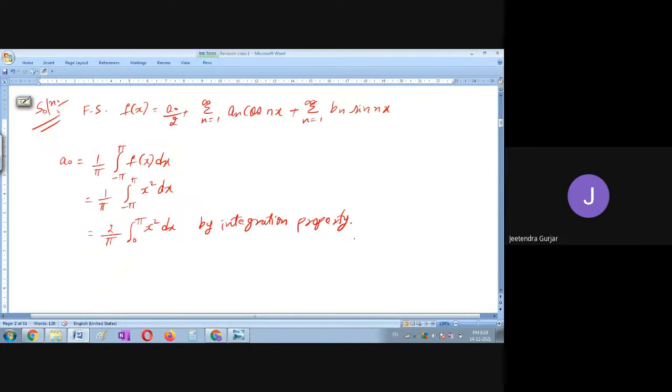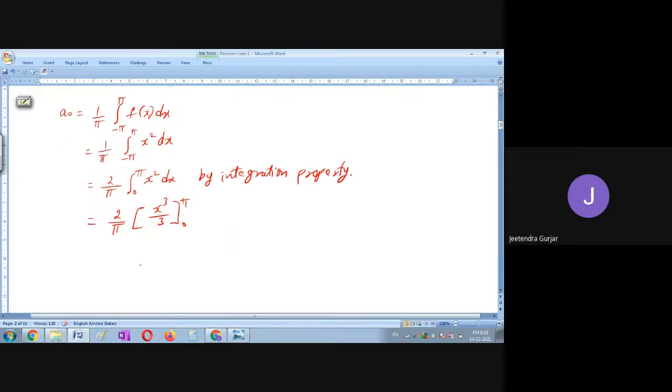Again this must be equal to 2 upon pi. Simple integration, students. Integration of x square is x cube upon 3 in the interval 0 to pi. Then this is equal to 2 upon pi as it is, no change. We substitute pi first and then 0. This is pi cube upon 3 minus 0, because x is 0. We are going to substitute here x is equal to pi and x is equal to 0.